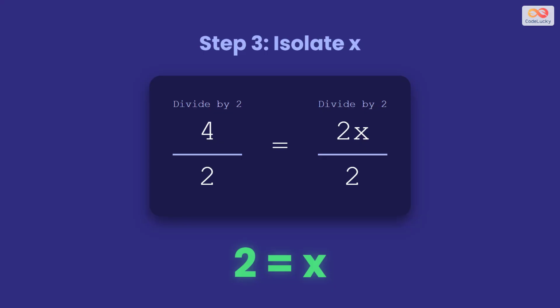We are now left with 4 equals 2x. To completely isolate x, we need to divide both sides by 2. 4 divided by 2 is 2. So, we find that x equals 2.